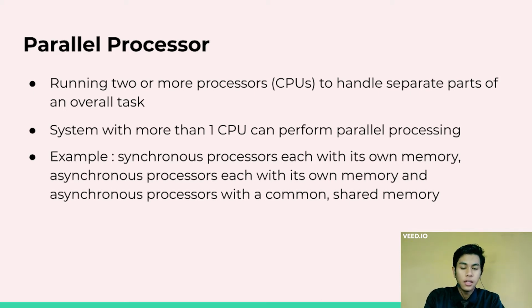As an example, the next instruction can be read from memory while an instruction is being executed in the arithmetic logic unit, also known as the ALU. The system can have two or more ALUs and be able to execute two or more instructions at the same time. The three models that are most commonly used in building parallel computers include the synchronous processor, the asynchronous processor with local memory, and the asynchronous processor with a common shared memory.